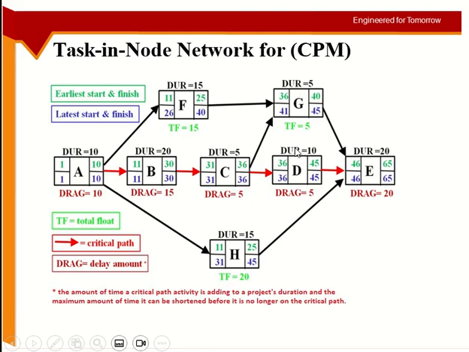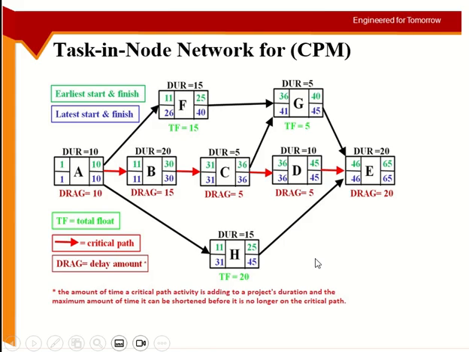So there is a difference between duration and drag as well. If I shorten B up to 5, it will remain in the critical path. If I do less than 5, then this one will become the critical one, because the summation of duration has to be longer. So this is how it is done.